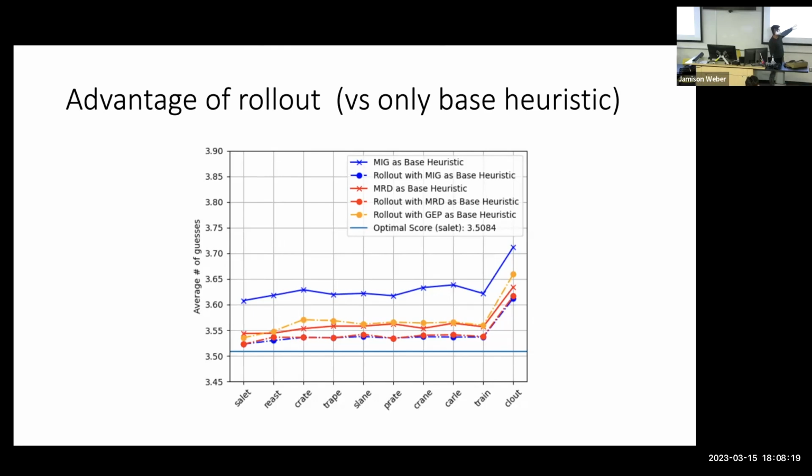So even if the plot for GEP was too bad, the rollout plot for that is pretty much still closer. So that cost improvement is what I'm trying to show here. And the best case was for the word salad, where the optimal score was 3.5084. And the closest that we could get, in the range of 0.4% of that score, was using the maximum information gain heuristic. So the cost improvement property becomes very evident using this plot.